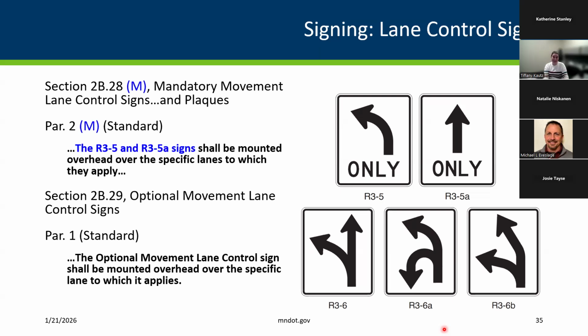Now, that guidance statement was for both the mandatory lane movement control signs, so these signs here, and these optional movement lane signs here. That guidance statement has been removed in both sections, and now these signs are only allowed to be mounted overhead.